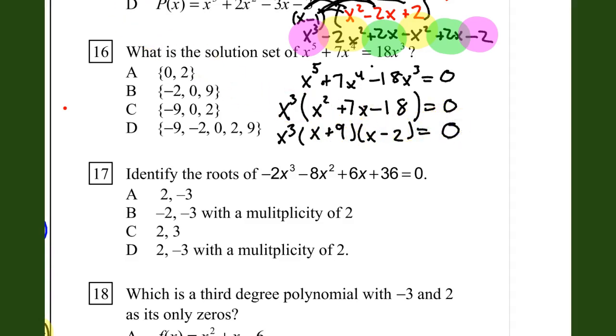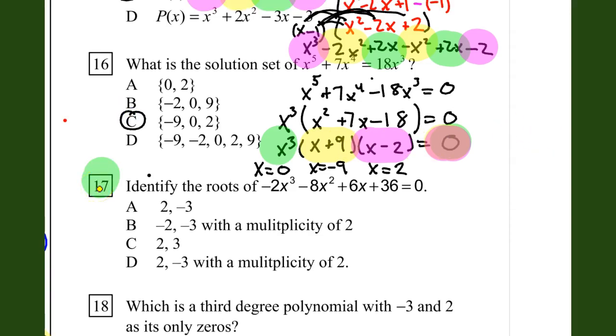So it looks like my roots are from x to the third equals 0. What times itself 3 times gives you 0? That would be 0. Then we'll have x plus 9 equals 0. What plus 9 gives you 0? That would be negative 9. And lastly, what minus 2 gives us 0? That will give us positive 2. So we have 3 unique solutions: 0, negative 9, and 2. That would be choice C.